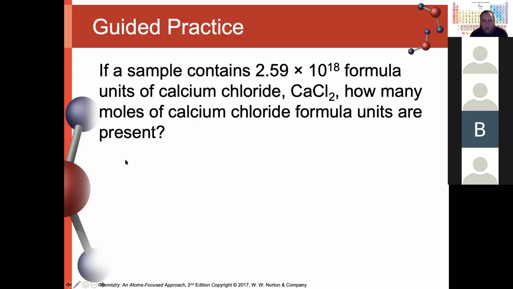Well, to do this problem, I'm going to need to take that starting material, 2.59 times 10 to the 18th. And actually, for simplicity's sake, I'm going to use scientific notation here, the kind that your calculator gives. So capital letter E is going to stand in for the times 10 to the part. Okay. Now I'm going to do that conversion.